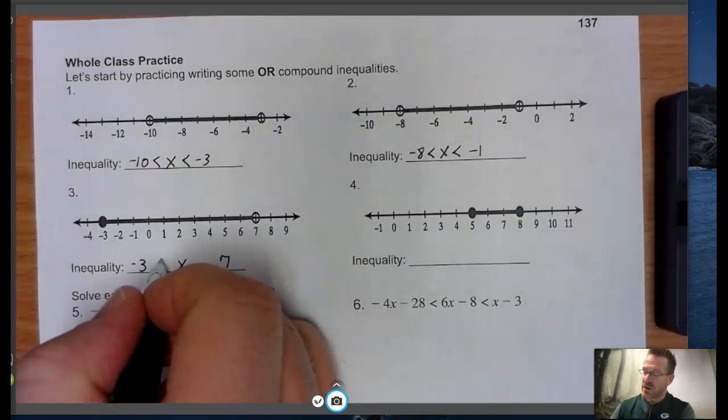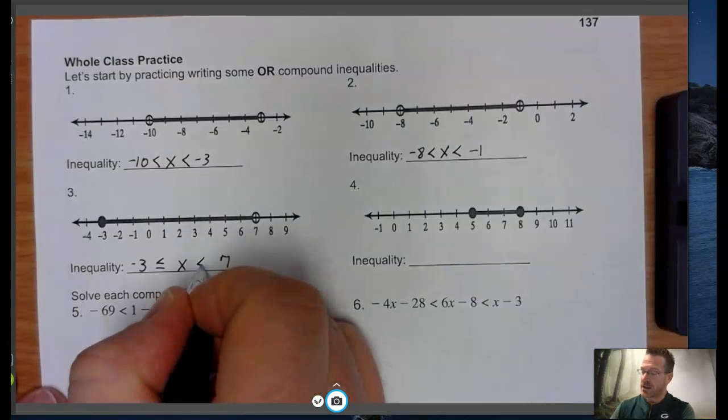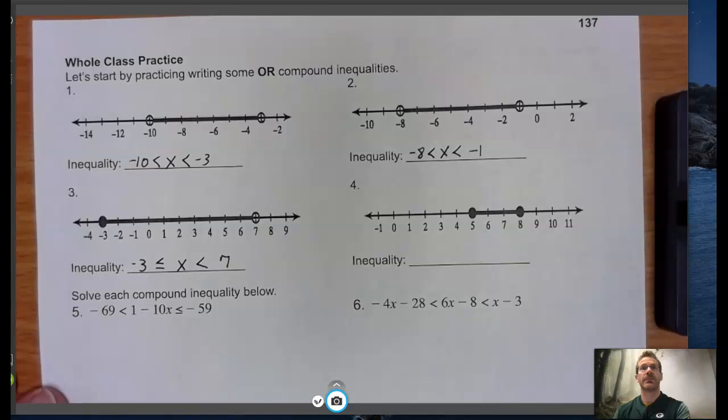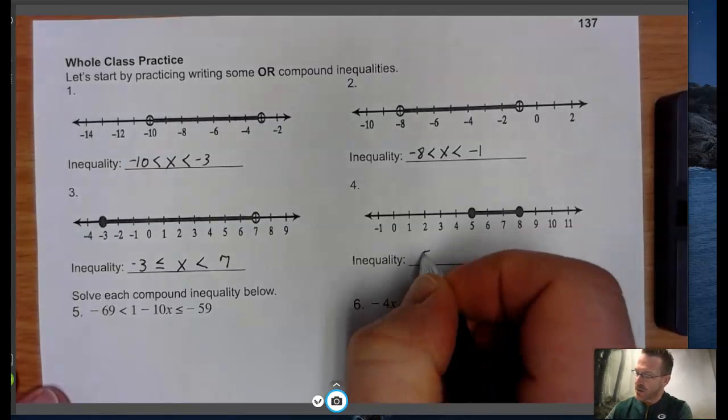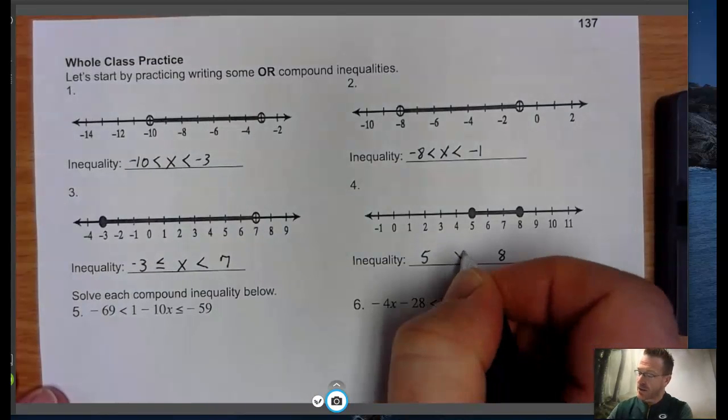And so this time x is going to be greater than or equal to -3, but x is less than 7. And then for number 4, 5 is our left hand, 8 is our right hand. We want all the values in the middle.